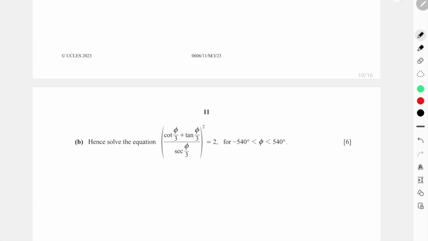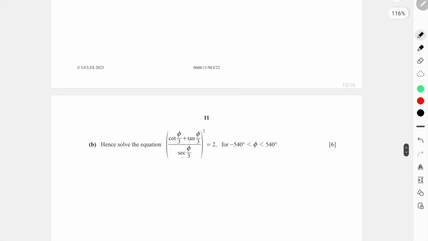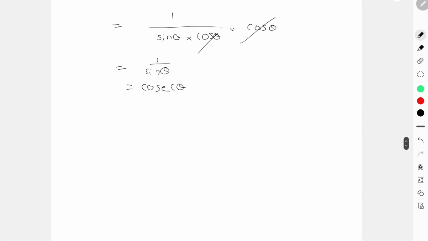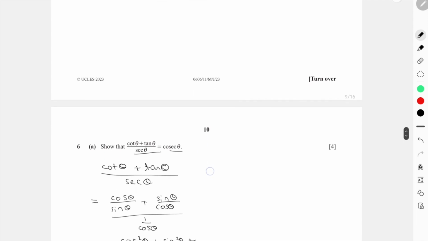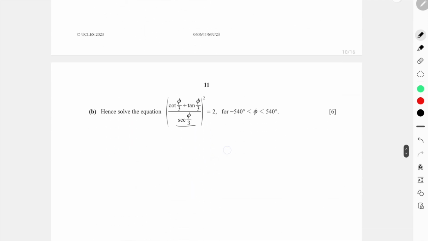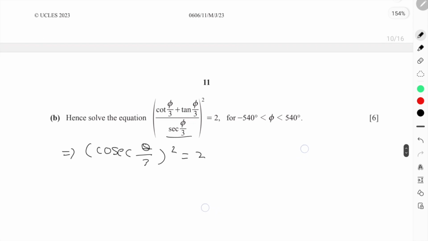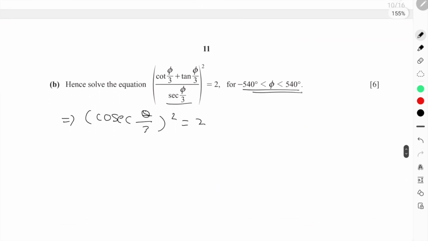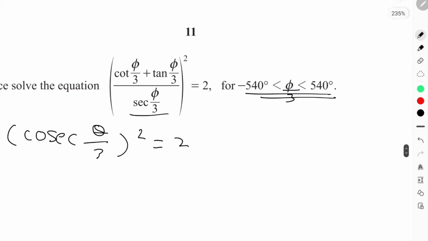Okay, so we have to solve this equation. We know that this is essentially cosecant theta. So we can rewrite this as cosecant of theta by 3, whole squared, equals 2. Before moving forward, just rewrite this in terms of theta by 3. I don't know what this symbol is, so I'm just gonna call it theta.